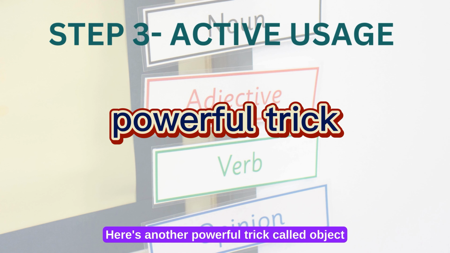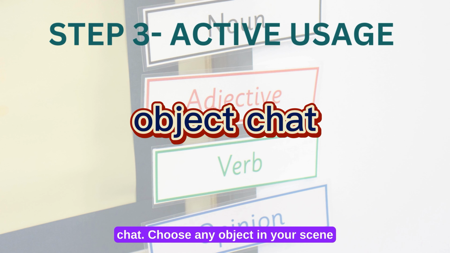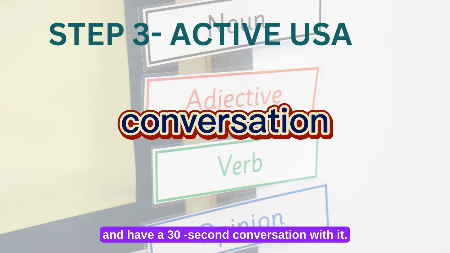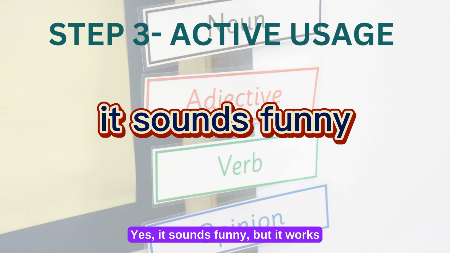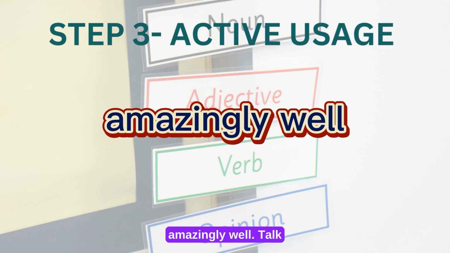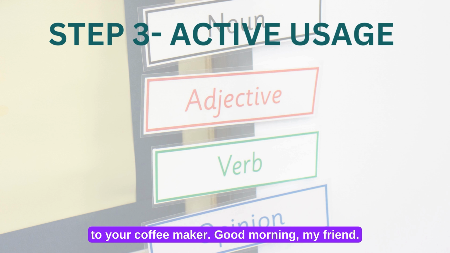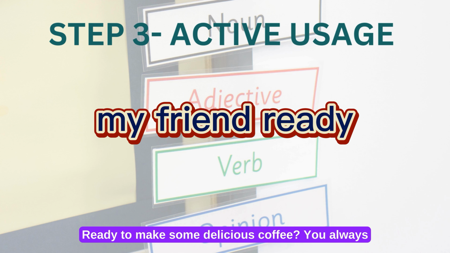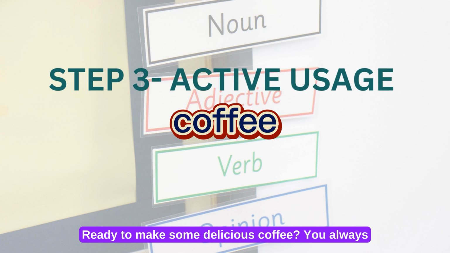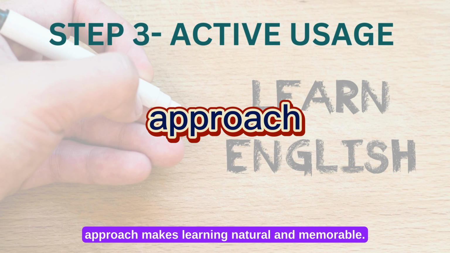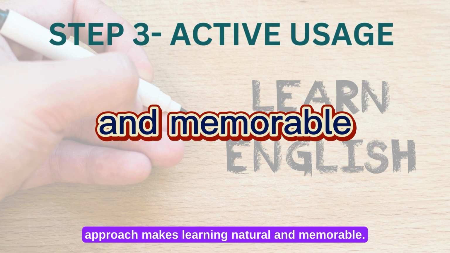Here's another powerful trick called object chat. Choose any object in your scene and have a 30-second conversation with it. Yes, it sounds funny, but it works amazingly well. Talk to your coffee maker. Good morning, my friend. Ready to make some delicious coffee? You always help me start my day right. This playful approach makes learning natural and memorable.